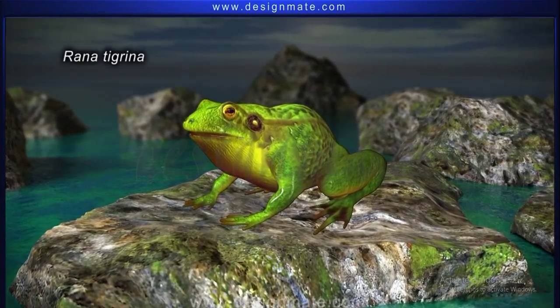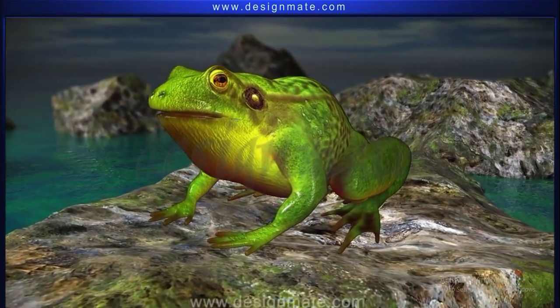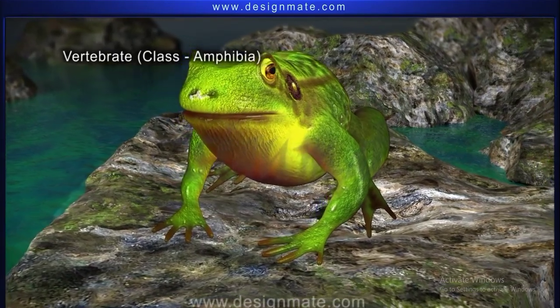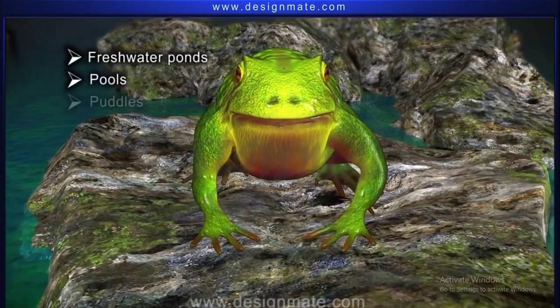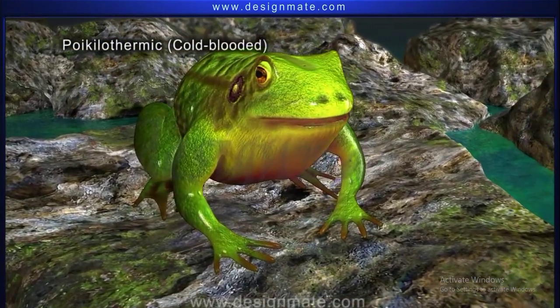Rana tigrina is the scientific name of the common Indian frog. The frog is a vertebrate belonging to the class Amphibia. Frogs live in freshwater ponds, pools and puddles. They are poikilothermic, that is, cold-blooded animals.